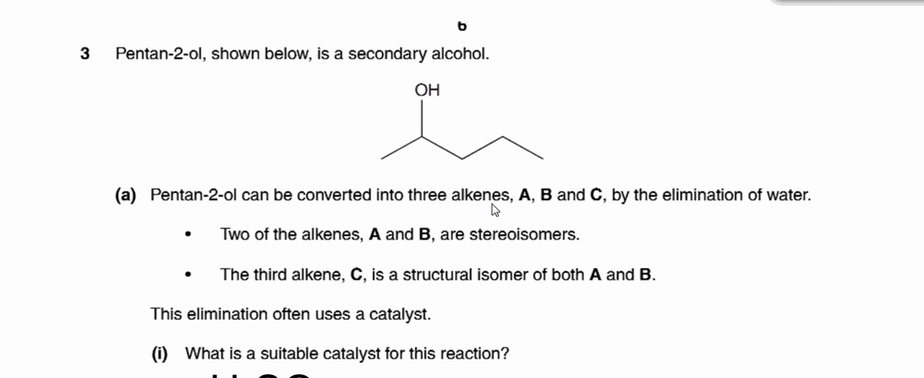EZ. So we're going to have one structural formula with EZ isomers, and we're going to have a third alkene C, which isn't going to make EZ isomers. But we'll come to that because we've got a few questions to answer before we even get to trying to draw out these products.